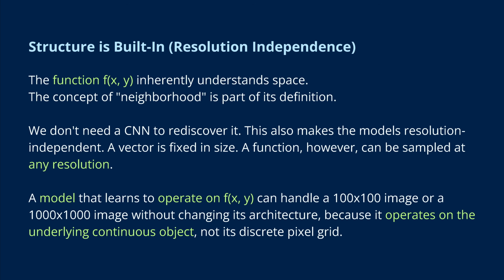Imagine you could switch to a function that can be sampled at any resolution, 4K, 8K, doesn't matter. So a model that learns to operate on a particular function can handle a 100 pixel times 100 pixel image or a 4000 times 4000 image without changing anything in its architecture because it operates on an underlying continuous object that is a function and not its discrete pixel grid. This would be an advantage. This is breathtaking.